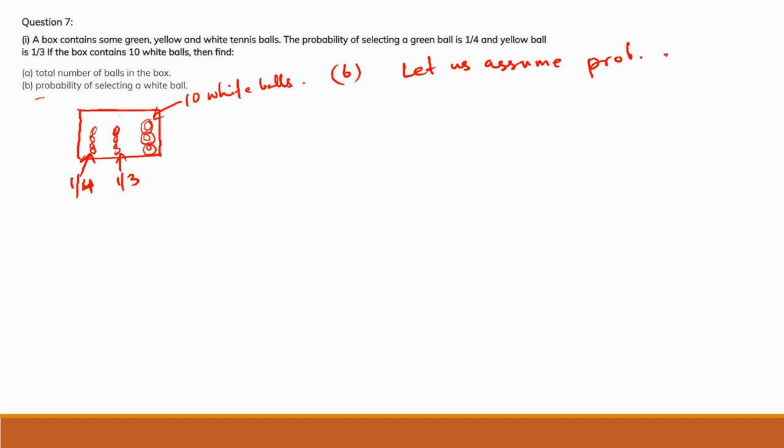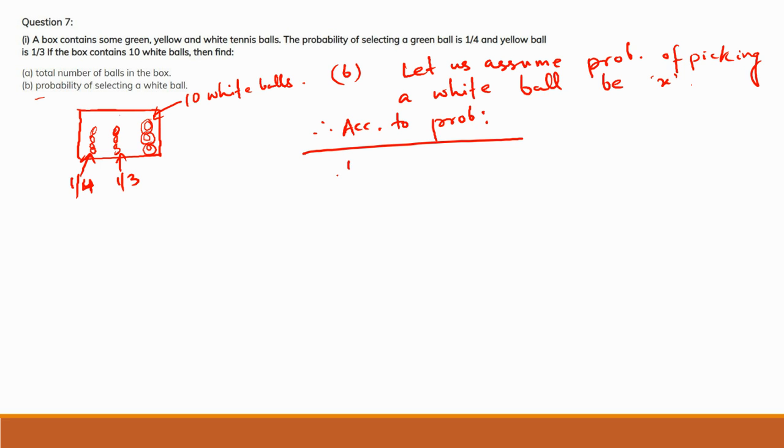the probability of picking a white ball be x. Okay, so you picked up a white ball, that probability is x. Therefore, according to the problem, the probability of picking a green ball plus a yellow ball plus a white ball should always be equal to 1, right? Because when you are picking a ball at random, the total probability should be 1, right?